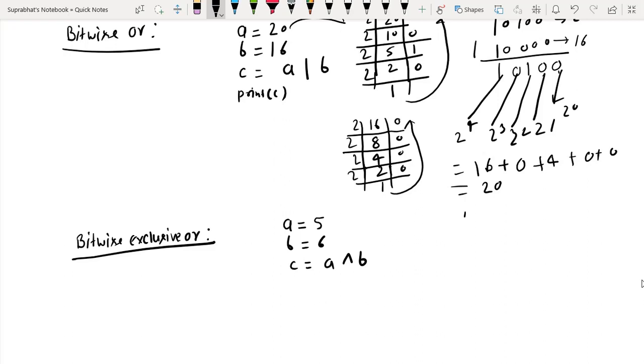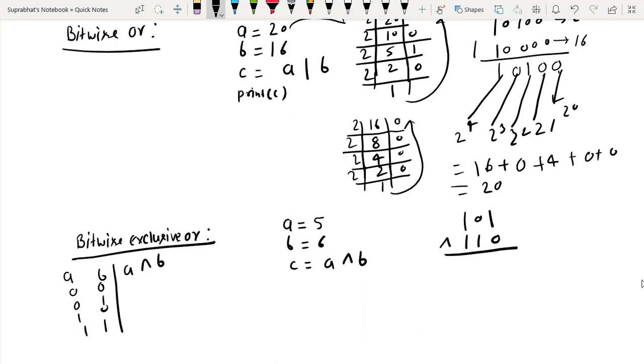Binary of 5 is 101, we already calculated, and binary of 6 we already calculated. What is the binary of 6? 110. So now we have used this exclusive OR. I already told you in logical operators also, how exclusive OR works. If a and b, then 0 0, 0 1, 1 0, 1 1, a exclusive OR b.